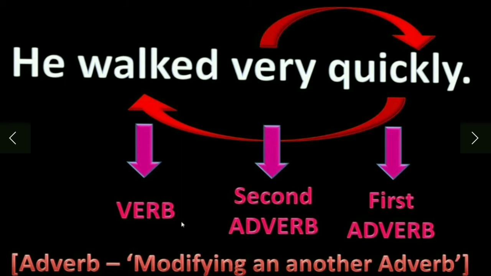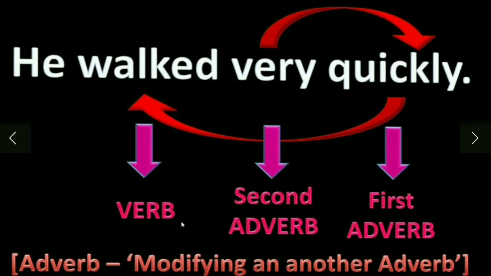Okay, now let's see here. Very is the second adverb. Very is the second adverb which modifies another adverb quickly. He walked quickly. He walked very quickly. So here the word very is modifying another adverb quickly. Okay.